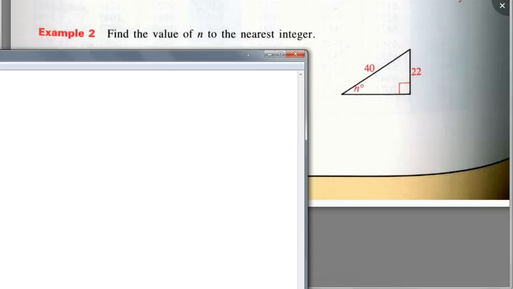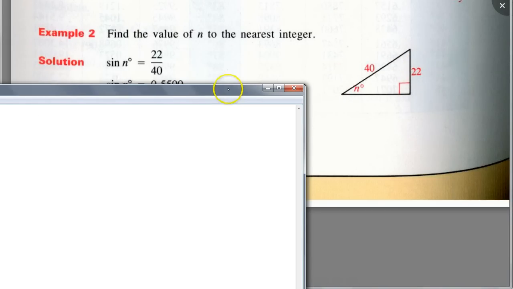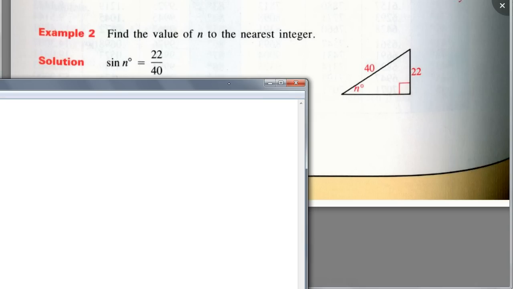Who can give me the equation for this to find n, first of all? Kevin, what do you think? Sine of n degrees equal to 22 over 40. How many people agree with Kevin? Cosine or sine? He says sine. Anybody think we should use cosine? What about tangent? Okay, good. So we need to use sine because they have given us the opposite side of this angle and then the hypotenuse. So you're right. We need to use sine of n equals 22 over 40.